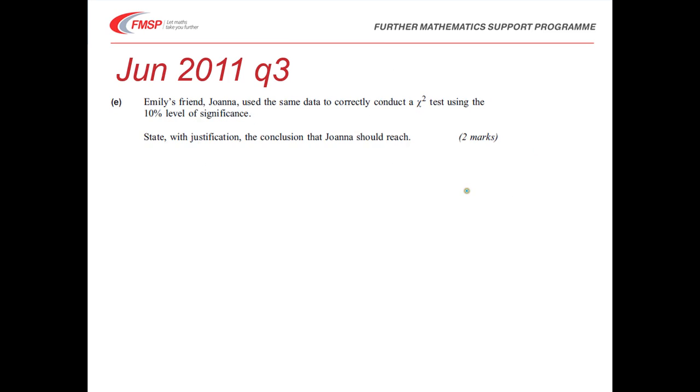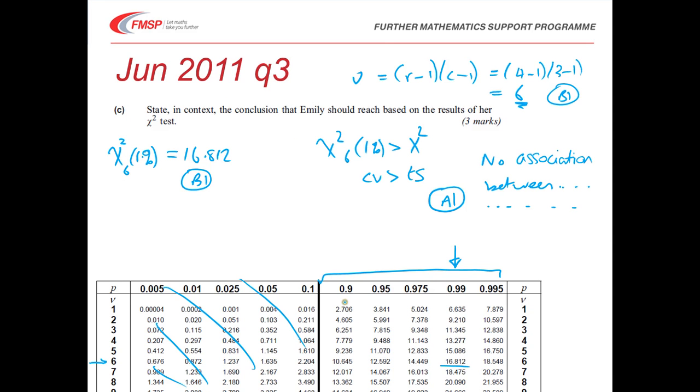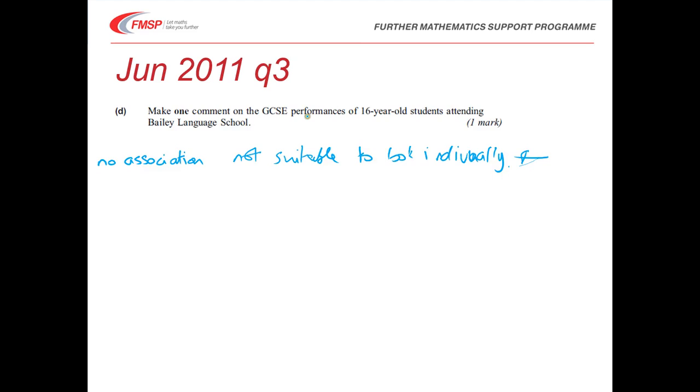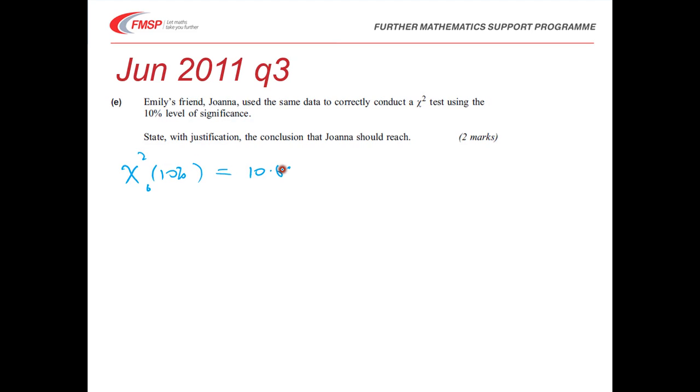Part E: Emily's friend Johanna uses the same data to do a 10% level test. State the conclusion that she should reach. So here, basically it's the same idea, except we're now using a 10% test statistic and critical value. So 10% would lead me to 10.645. So actually what Johanna will do is she would reject H0. So there is association. That's how it would be different. Between, and again you must fully contextualize, so between type of school and GCSE performance.